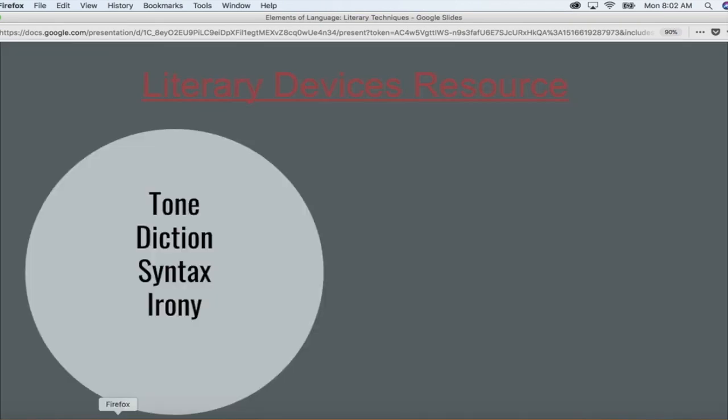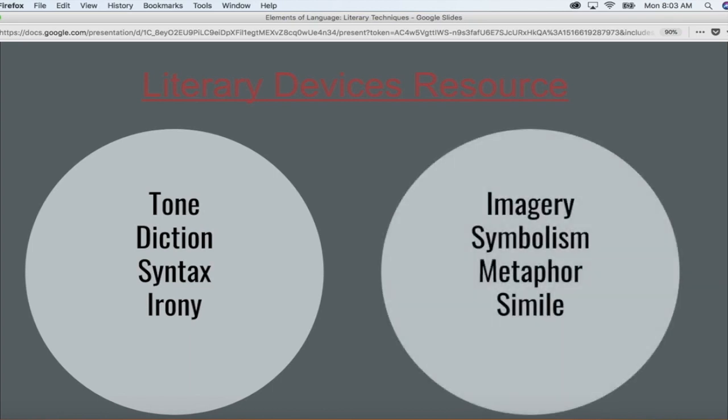I've pretty much split the literary devices into two groups in order to further distinguish them by function. So the first one, all of these elements are related to language, and they all sort of work to develop the tone. Tone, diction, syntax, and irony all work together to contribute to the overall feeling of a piece. The second grouping focuses more on figurative language and linguistic elements of language such as symbols, metaphors, and imagery.